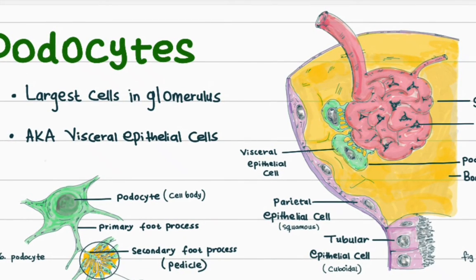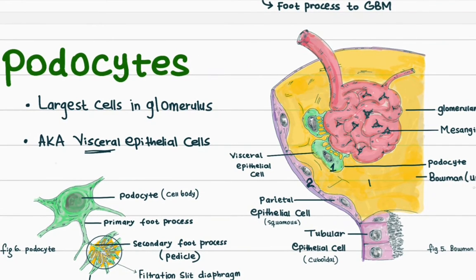The next cellular population is the podocytes. They are also called the visceral epithelial cells. These cells, the visceral epithelial cells or podocytes, and the parietal epithelial cells together compose the Bowman's capsule. The space between those two cells, this yellowish area, is called the urinary or Bowman's space.